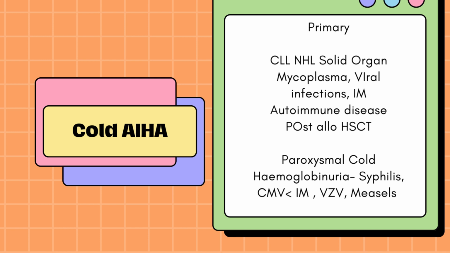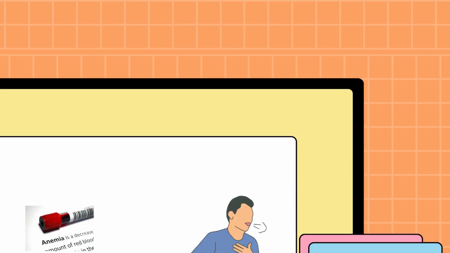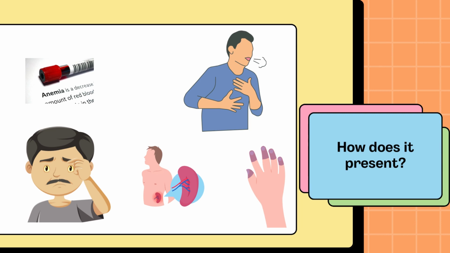Paroxysmal cold hemoglobinuria is caused by an IgG antibody that can also bind at colder temperatures, and as it warms up can cause hemolysis by activating the membrane attack complex. Patients present with symptoms of anemia, so weakness, dizziness, shortness of breath, or hemolysis like jaundice of the skin and dark urine, and signs of an underlying disorder like lymphadenopathy or hepatosplenomegaly.